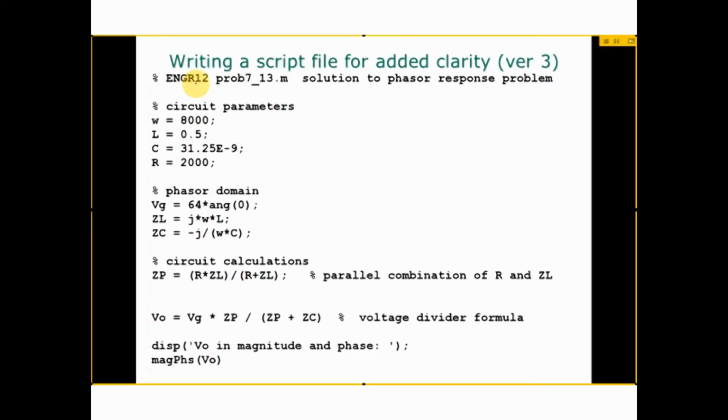But all this stuff is here on the PDF. If you want to actually just see how that works and kind of play around with it, you can. But you can make a separate file that actually has your solution in there. So you can define your omega, your inductance, your capacitance, your resistance, and convert to the phasor domain, define VG, ZL, ZC, do your circuit calculations, and put little comments in there explaining what this is doing, and the voltage divider formula, and showing the results.